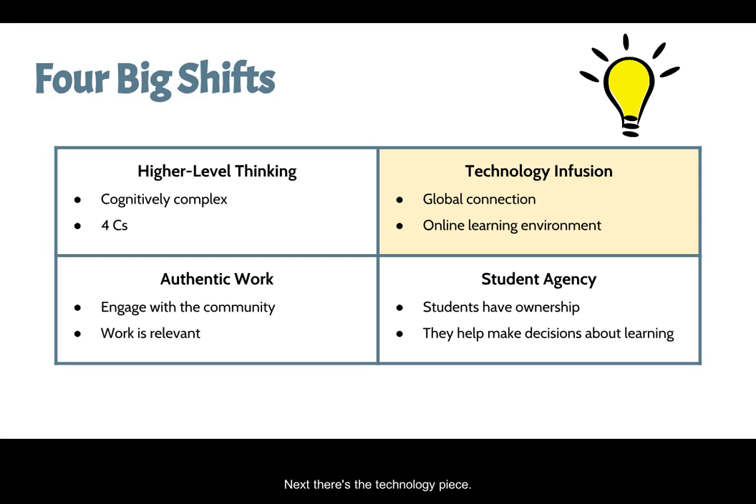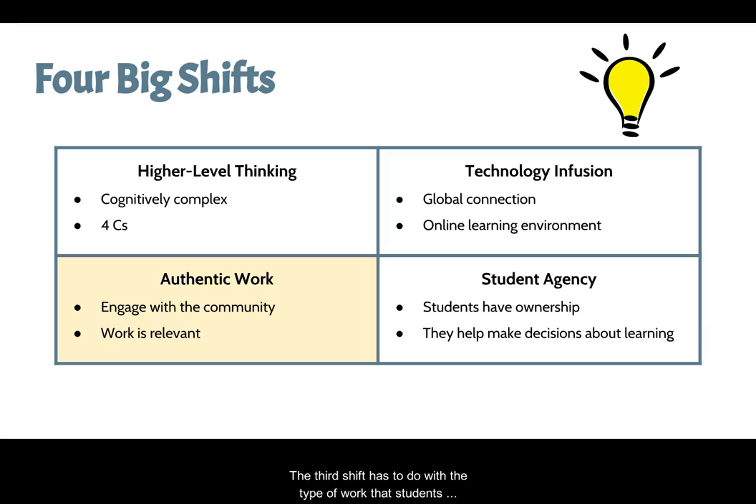Next, there's the technology piece. The traditional learning model really is predominantly analog, using paper, pencil, textbooks, whereas with deeper learning, there's a technology-rich environment where students are able to connect globally and are part of an online learning environment. The 4 walls of the classroom are expanded to include really the rest of the world, which can really deepen their understanding of different concepts.